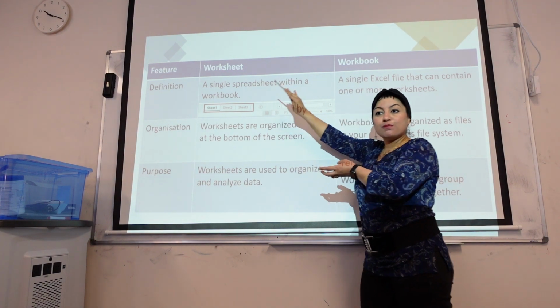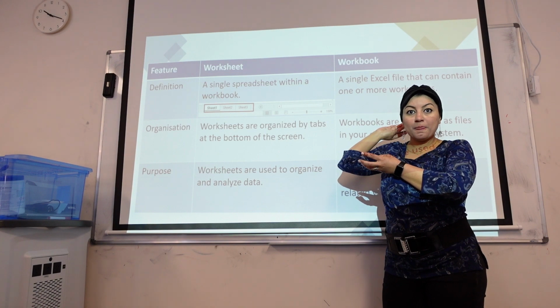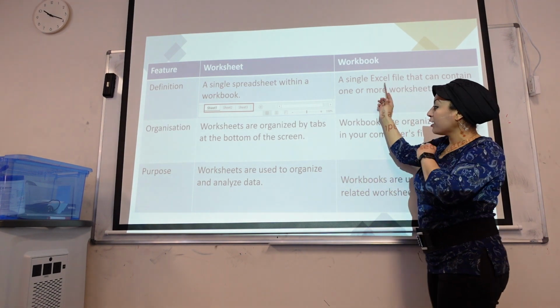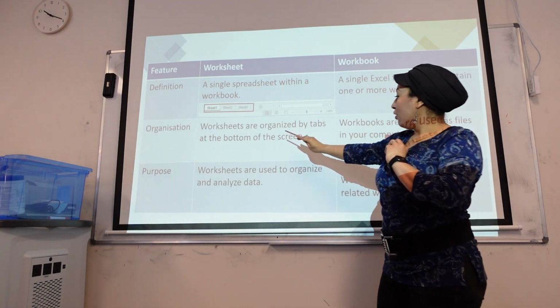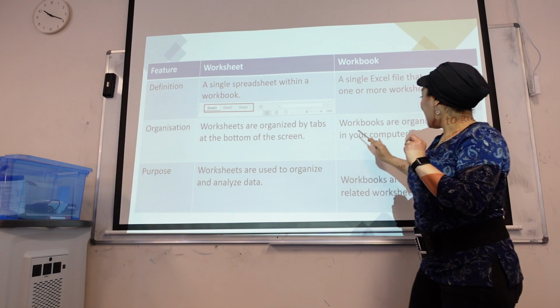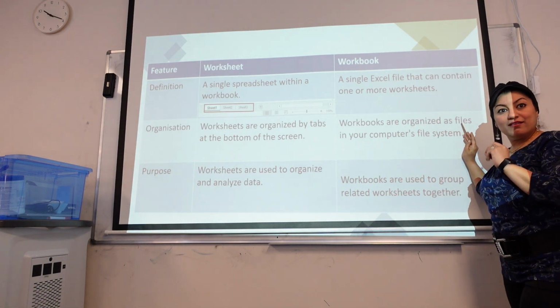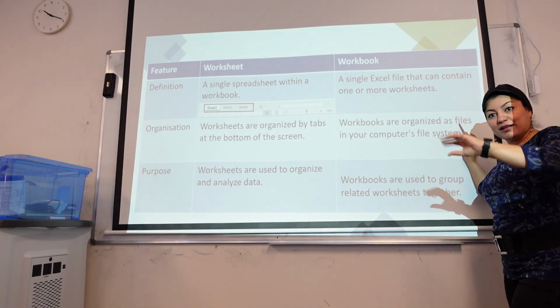So which is bigger, the workbook or the worksheet? The Excel file is a workbook. So the workbook is the Excel file, the big file. Worksheets are organized by tabs. Workbooks are organized by files in the computer. So this is Excel file number 1, Excel file number 2, you name it, whatever.